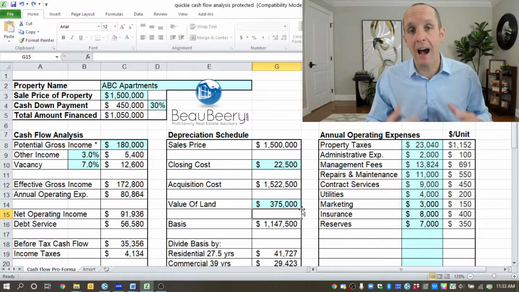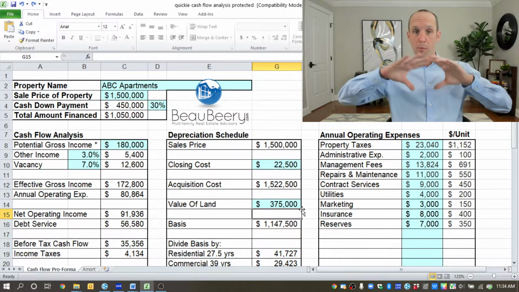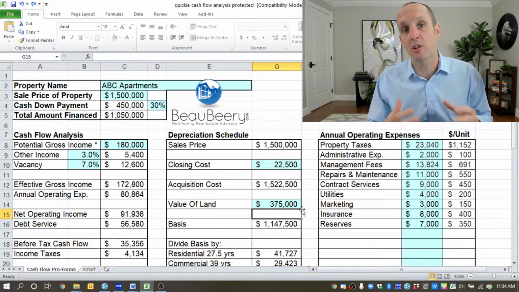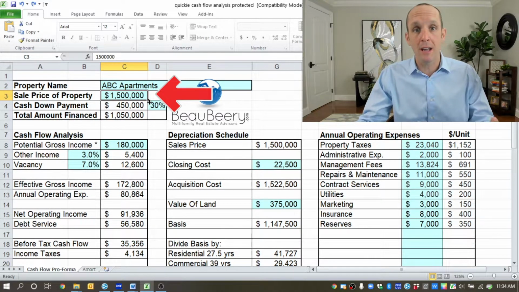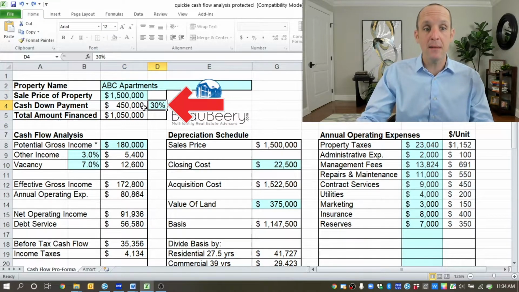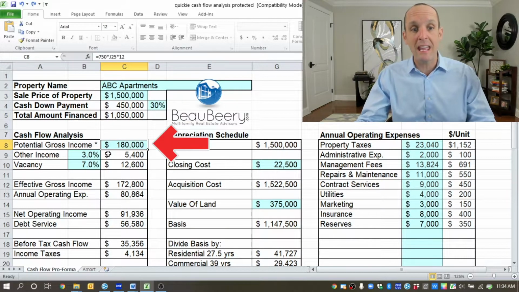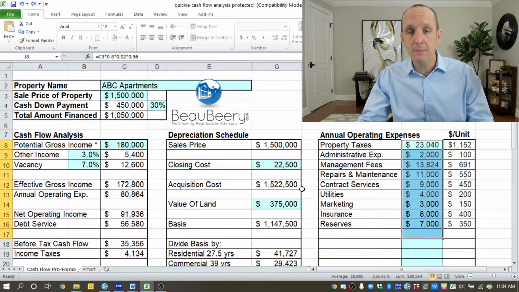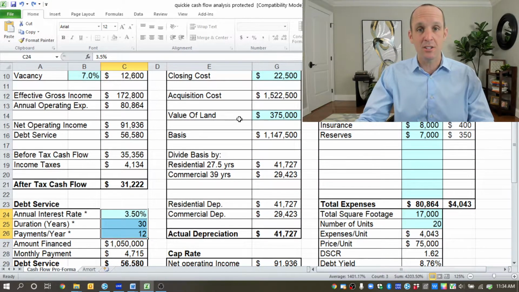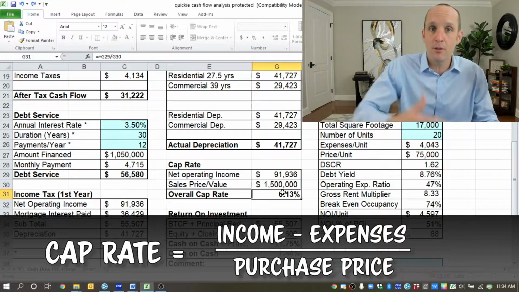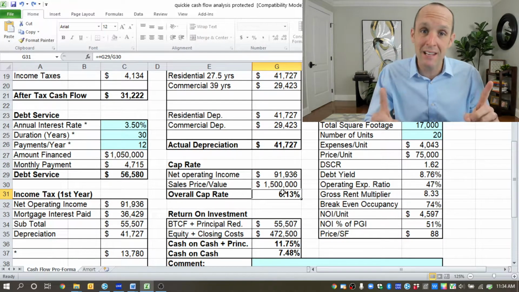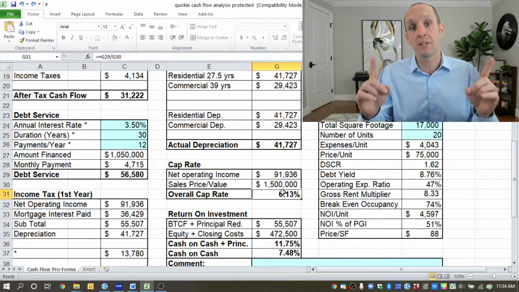The break-even occupancy analysis incorporates every major calculation and metric used in investing in real estate. You've got purchase price. That affects it. Down payment, amount financed, your income, all of your expenses, all of your debt assumptions, cap rates, which are income minus expenses over purchase price. Everything goes into the break-even occupancy percentage.